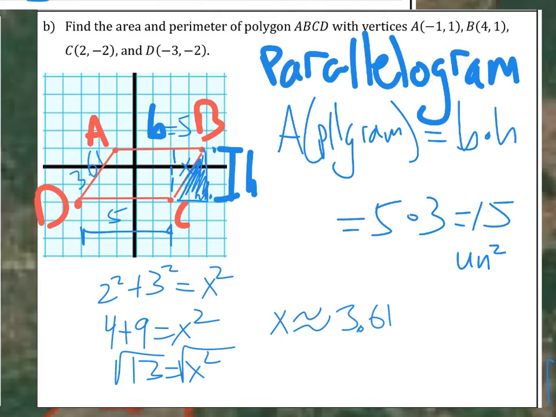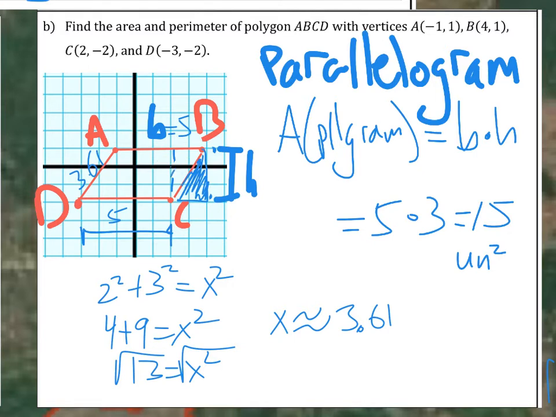Because notice they're the same length. And we can tell that because it's over 2 and up 3. This is over 2 and up 3, the same length. And that's going to be something that's true about all parallelograms: the opposite sides are going to be the same length.